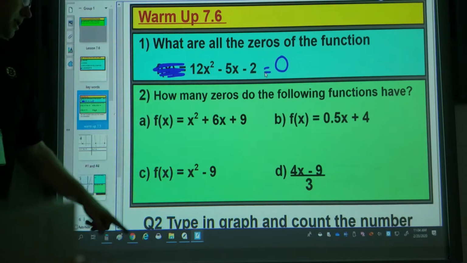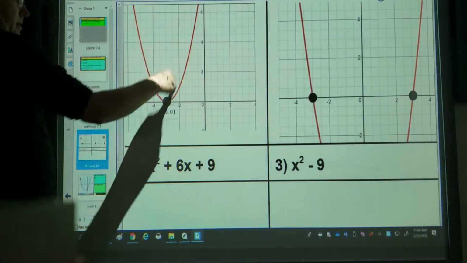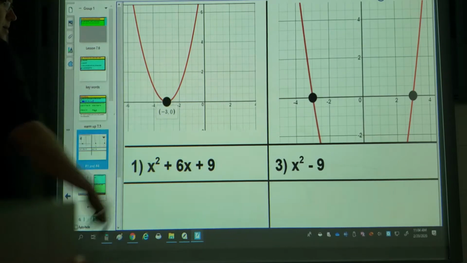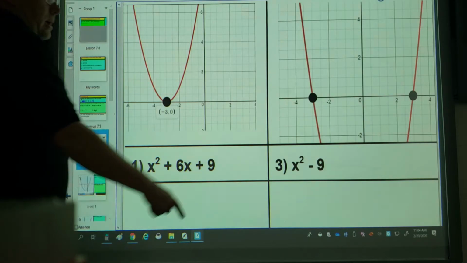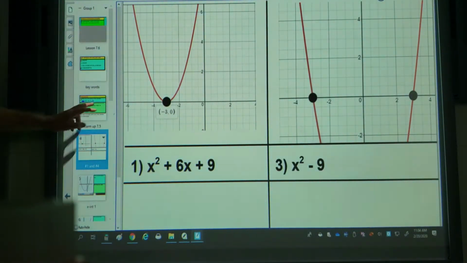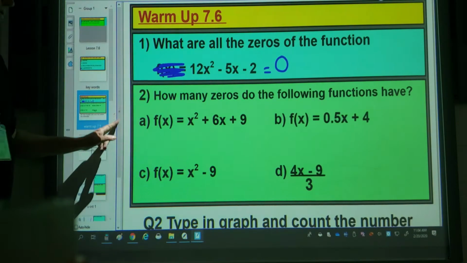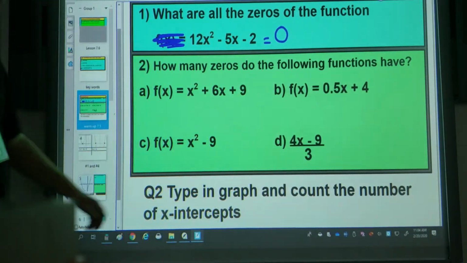So I have some of the pictures here for A and C. So A, you can see that it touches the x-axis one time. I wrote down the point here, but really it just says how many times. And for question 3, you can see that it passes through 2 times. And if you were to type in the other questions, this one would go through 1 time, and this one would go through 1 time as well.